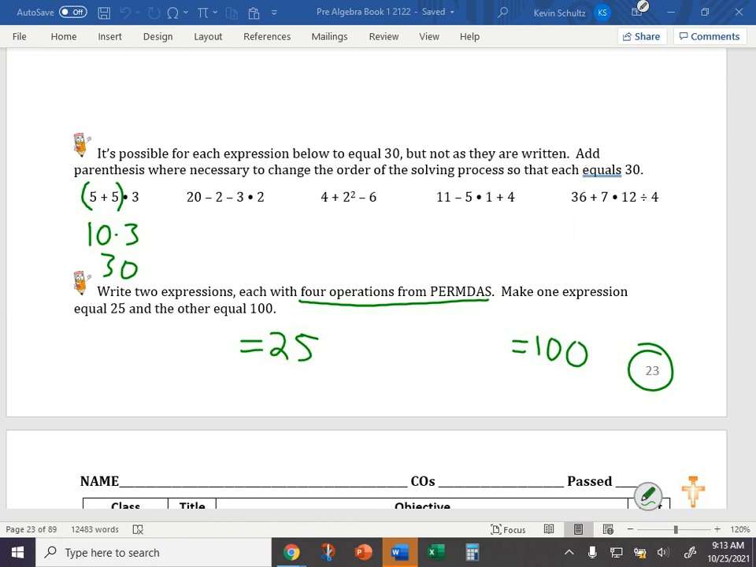Okay? John? What's the name of your song in the PERMDAS? My song? The PERMDAS song? I don't really have a name yet. All right, folks, that's my math.